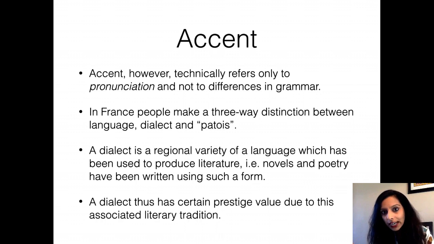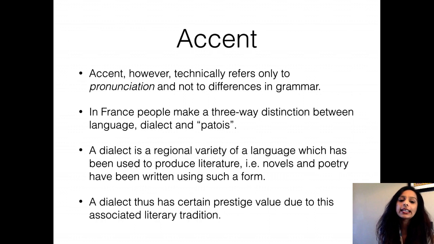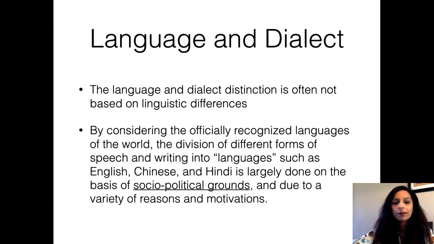Dialect is a variation of that language that you get in a particular region, for example. And then patois is like a degraded version of language, and that it's historically not written, and there isn't really much literature in that form. Very often, the distinction between what is considered a language and a dialect is decided by socio-political reasons and not by linguistic reasons. This is unfortunate, but that's how the world works.